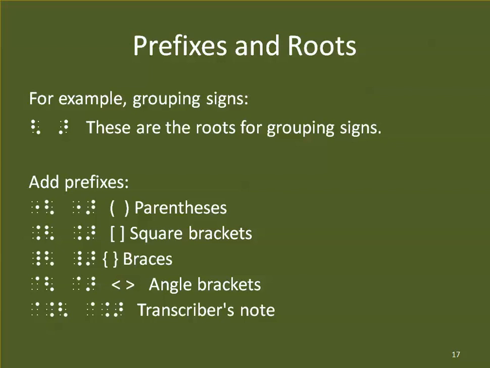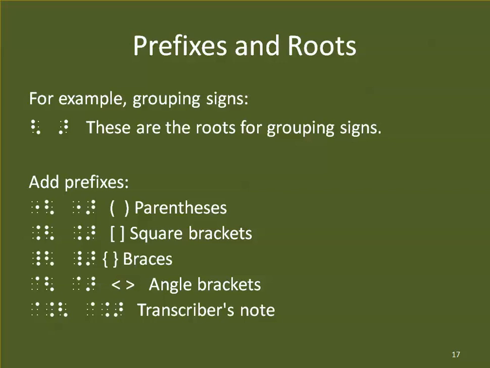Some examples then would be parentheses. We use a dot 5 prefix. A dot 5 is on the right-hand part of the cell, so it's a prefix. We put that in front of the root of the grouping symbol. Now notice that the prefix always comes first in UEB.